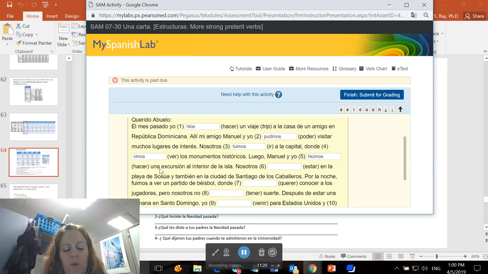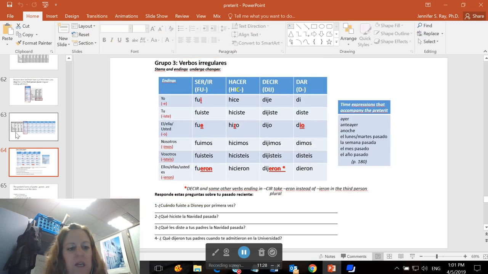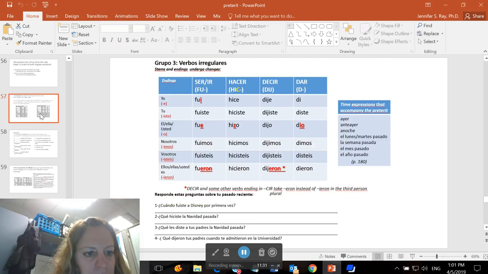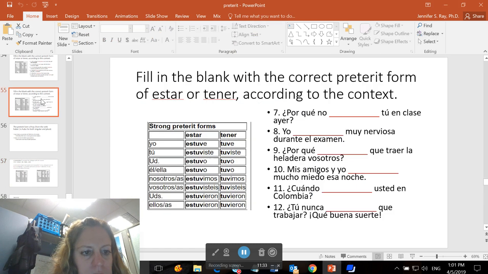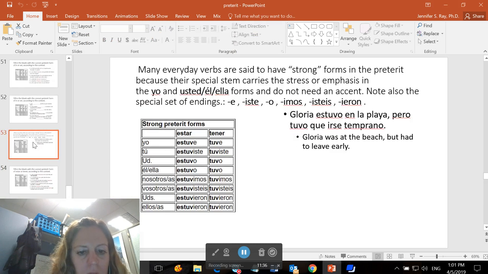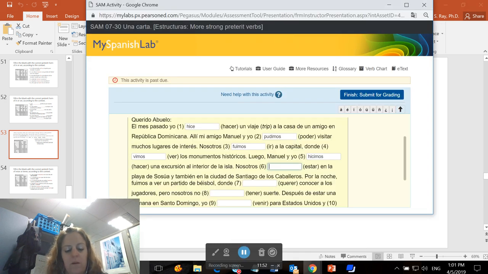Okay. Hicimos una excursión al interior de la isla. Nosotros estar en la playa de, so now we need estar, but it is also still for we. So if we go back up, that's examples. Okay, so estar again still gets those funky endings, and the stems for estar and tener are estuve and tuve, so you use that estuve, and then for we is estuvimos. Estuvimos en la playa de Sosua.